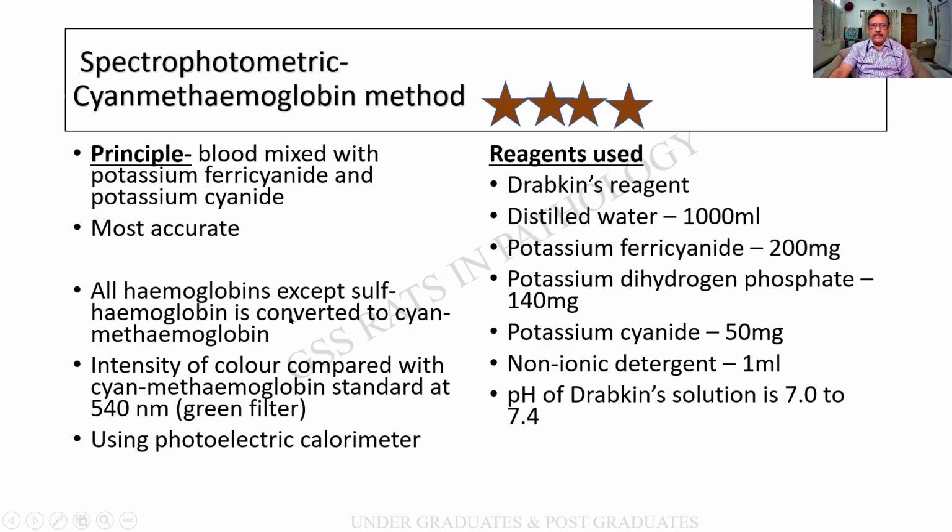All hemoglobins except the sulfhemoglobin are converted to cyanmethemoglobin. And the color intensity is noted at the green filter of 540 nanometers. This was asked as an MCQ in the MBBS hematology question paper, and many students did not know. The principle is photoelectric colorimeter. The reagent is Drabkin's reagent. So cyanmethemoglobin method, Drabkin's reagent, we should remember. These are the contents of it. Please go through it.